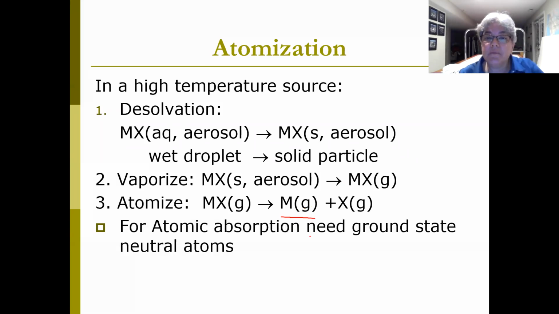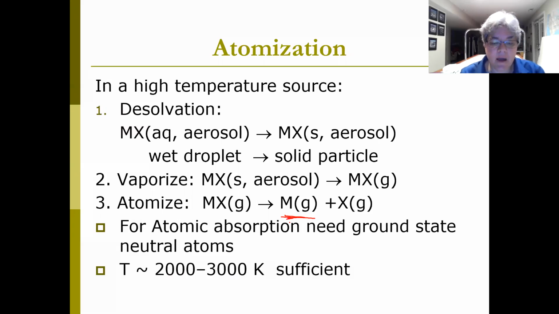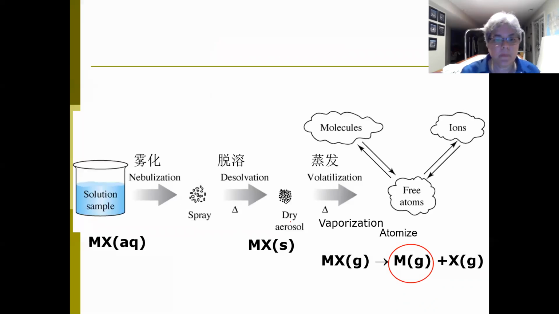Now, for atomic absorption, remember that's what we want, ground state neutral atoms. This is what we want. And to do that, I need a temperature of about 2,000 to 3,000 degrees K, which is the temperature of a flame. Okay, so I take my liquid sample, I nebulize it, I get it into the flame where it's desolvated, then it's volatilized, and then atomized. Okay, so right here, this is what I want.